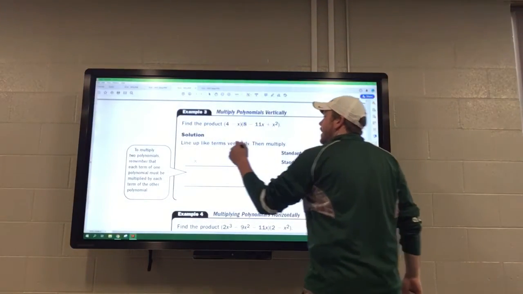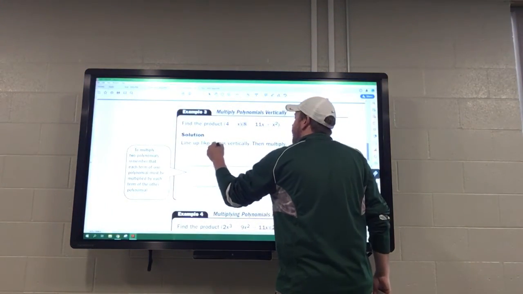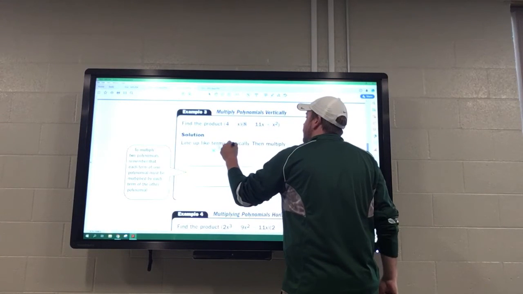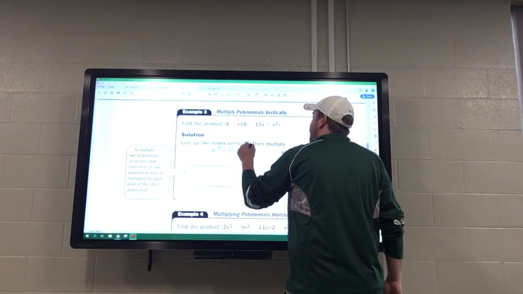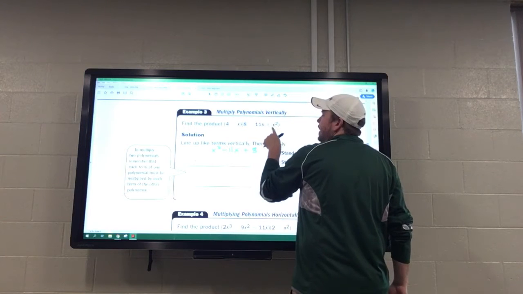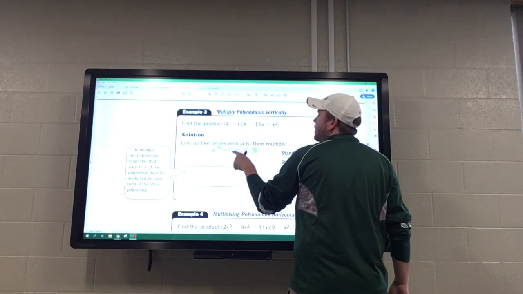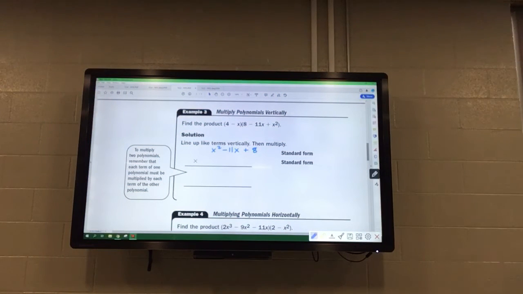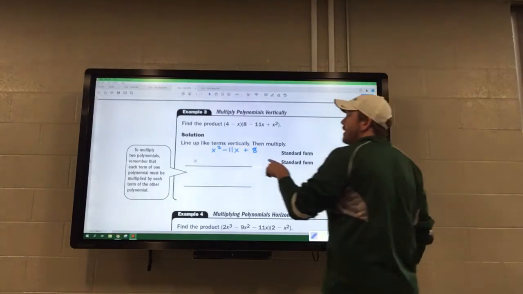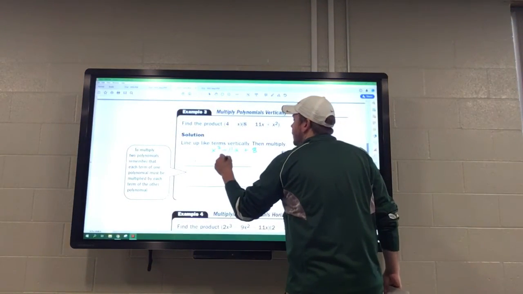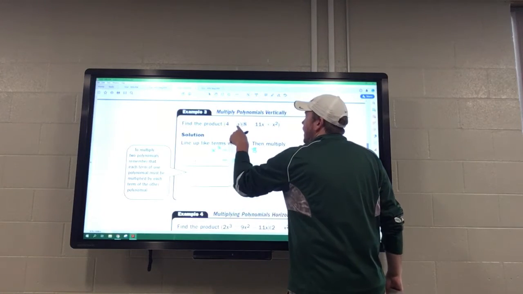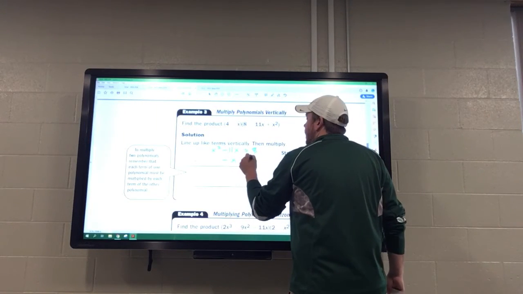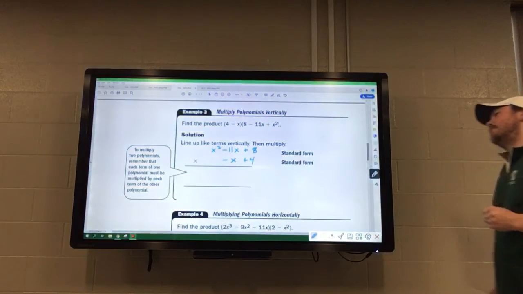So I'm going to rewrite this as x squared minus 11x plus 8. Okay? If you look, the x squared is positive, the 11x is negative, and the 8 is positive. And we just wrote it in descending order. Then we're going to put our binomial below that, and again, we're going to write that in standard form as well. So I'm going to write the x first. So again, the x is negative in this case, and the 4 is positive.